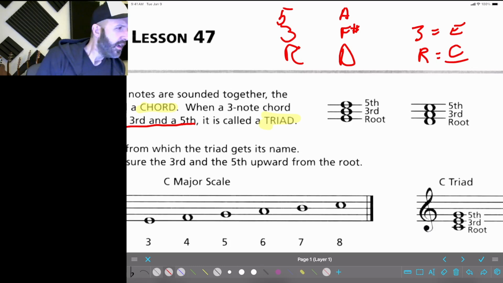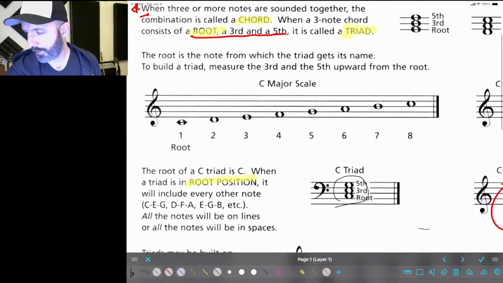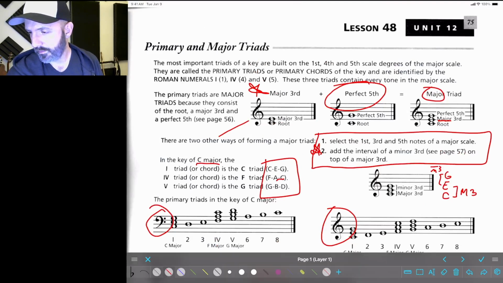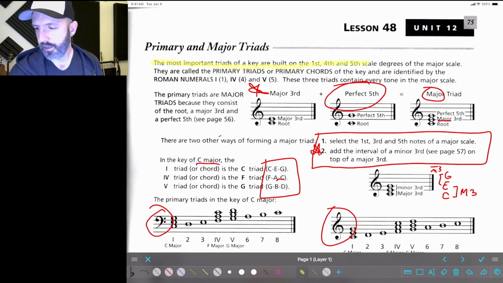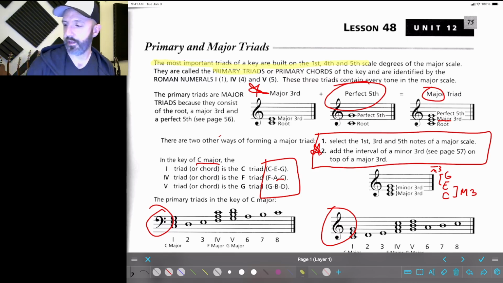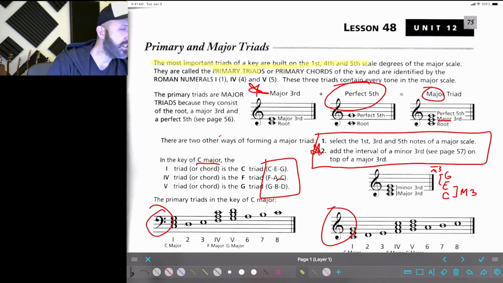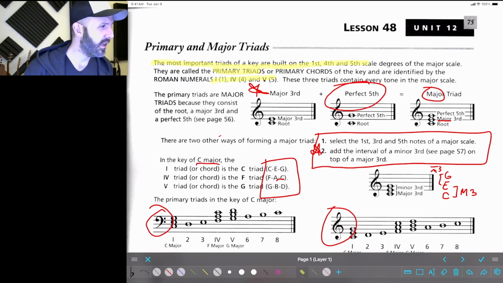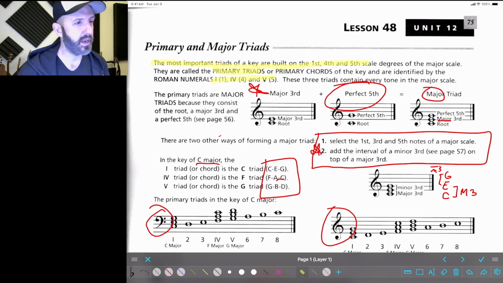All right. The primary triads are built on the following notes of the scale. I believe that is going to be the next one. Right there, boom. The most important triads of the key are built off the first, fourth, and fifth. They are called the primary triads. They're going to have multiple choice, and you're going to want to pick the Roman numerals. They're not doing lowercase numerals. It's all uppercase Roman numerals. You just need to know 1, 4, 5.